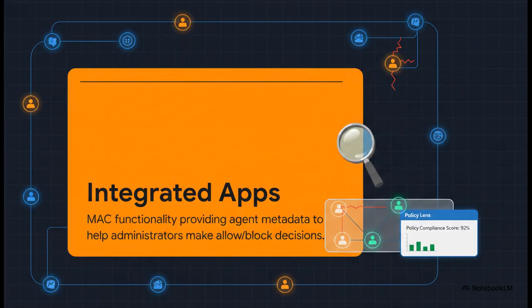Integrated apps administration. Think of this as your organization's policy lens, or really a bouncer at the door. Whenever an agent is submitted, this MAC functionality pulls in all the comprehensive metadata. It tells you exactly what the agent does, what data sources it touches, and every single custom action it's capable of invoking. It puts all of that right in front of the administrator, so they can thoroughly scrutinize the agent before it ever deploys. This is what lets you make fully informed, confident, allow or block decisions.